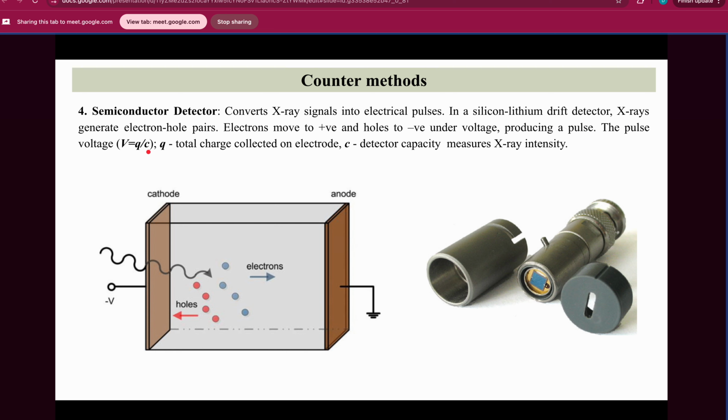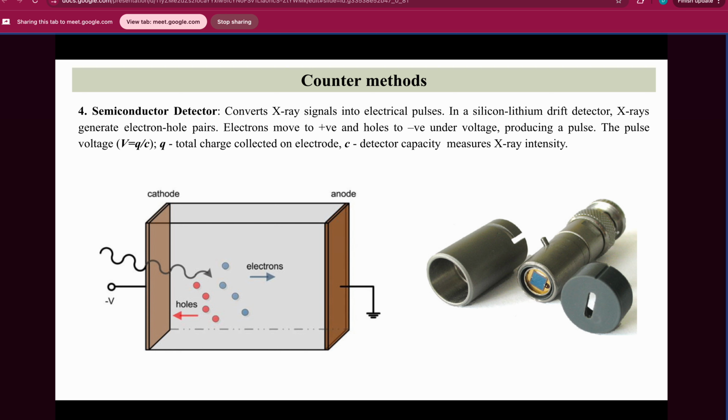And this pulse voltage will be calculated as V equals Q by C. It is the total charge collected on the electrode divided by C, which is the detector capacitance, and it measures the X-ray intensity. So with this, you will be able to capture the X-ray intensity. By rearranging the formula, the pulse which is generated lets you identify the X-ray intensity. So these are different methods with which we can count the dosage of X-rays.